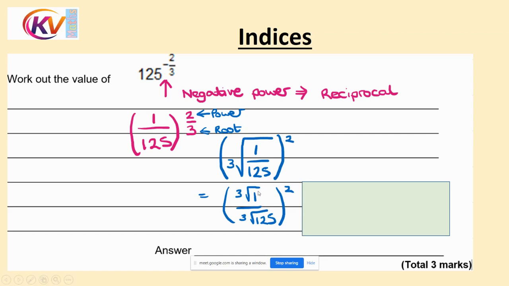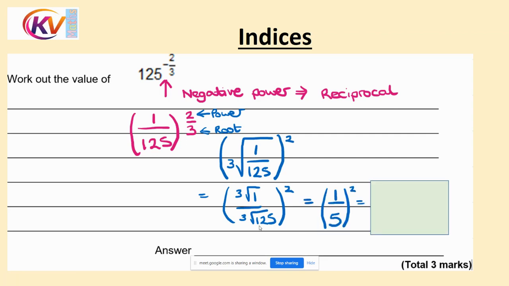The cube root of 1 is just 1, the cube root of 125 is 5, and then we need to square that, so we end up with 1/5, and then again the power law applies to both the top and the bottom, so it's 1 squared over 5 squared, giving me 1 over 25.